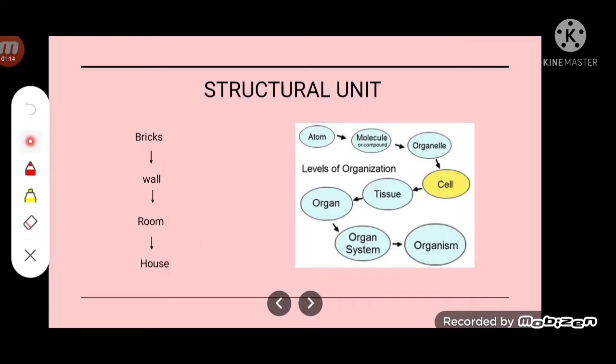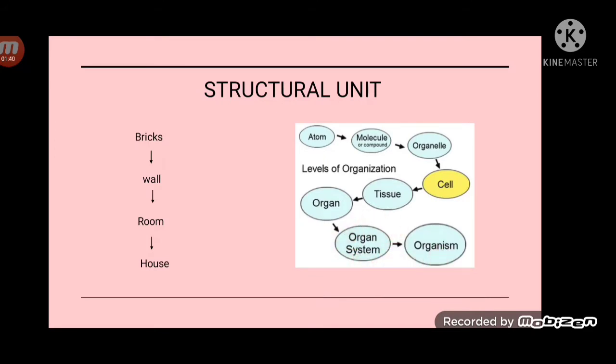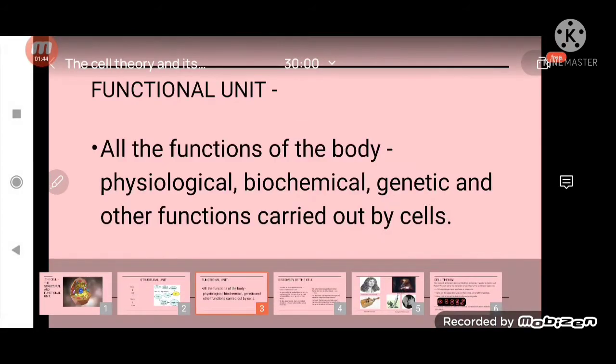Like that only, here we can see cells. Similar cells, when they join together, give rise to tissue. When different kinds of tissues join together, they form organs. When all the organs work in a coordinated manner, they form an organ system. And when the organ systems work in a coordinated manner, they form an organism. So this proves that it is a structural unit.